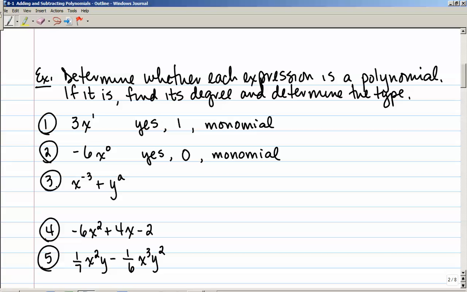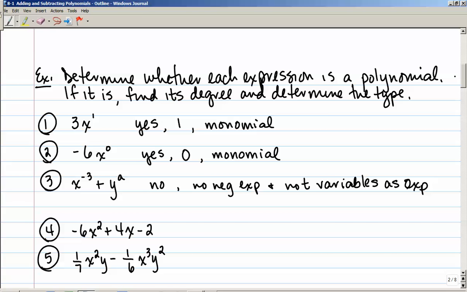Number 3, x to the -3 plus y to the a. Well, this is not a polynomial, even though we have two terms being added. The x to the -3, you can't have a negative exponent, and you can't have a variable as an exponent as well. So no, because no negative exponents and no variables as exponents. Okay, so that is not a polynomial.